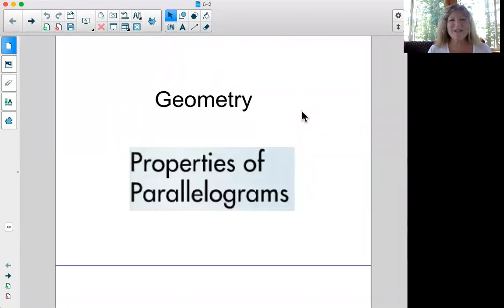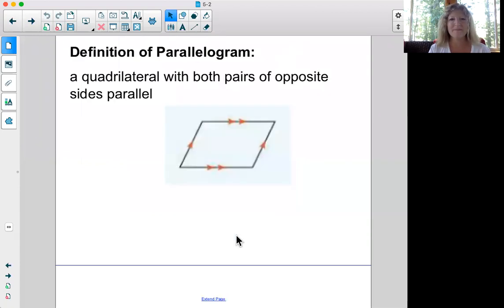Hello, geometry students. So today we're going to talk about the properties of parallelograms. First of all, the definition of a parallelogram. A parallelogram is a special case for a quadrilateral. So it's a quadrilateral, it has four sides, but it's a special case. The parallelogram's definition states that it's a quadrilateral where both pairs of opposite sides are parallel to each other.